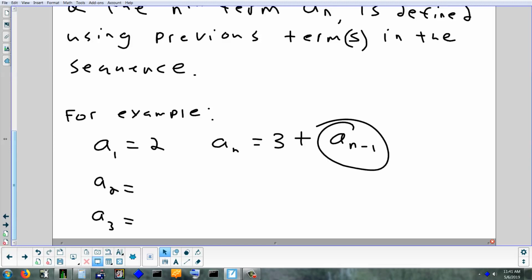So, okay, start here. What would the next term be? 5. And the term after that? 8. So, not that bad. But if you had to do this for, say, thousands of numbers, and the steps were a little more complicated than just adding 3, it starts to become kind of a pain really quick.